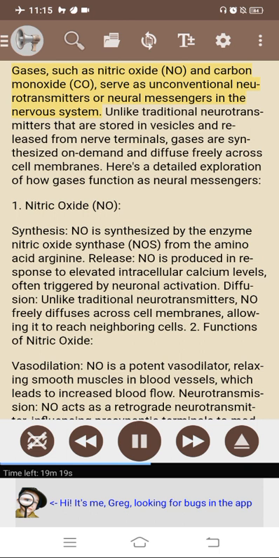ChatGPT. Gases as neural messengers. Gases, such as nitric oxide (NO) and carbon monoxide (CO), serve as unconventional neurotransmitters or neural messengers in the nervous system. Unlike traditional neurotransmitters that are stored in vesicles and released from nerve terminals, gases are synthesized on demand and diffuse freely across cell membranes. Here's a detailed exploration of how gases function as neural messengers.